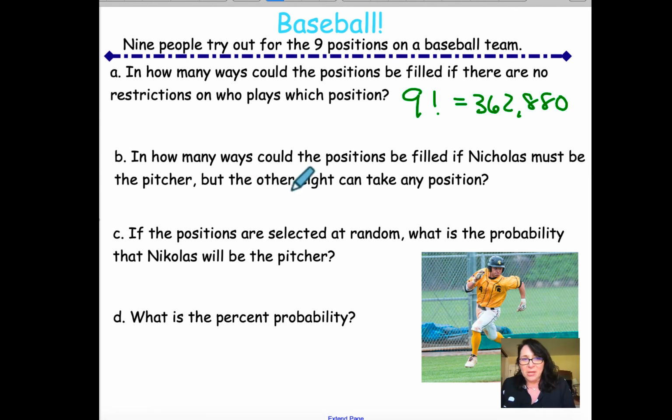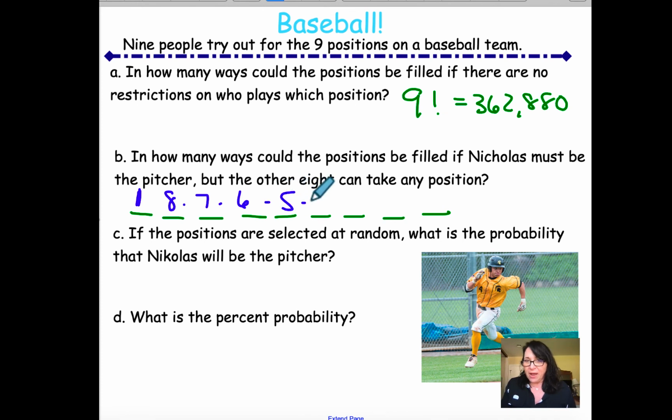So in how many ways could the positions be filled if Nicholas, who's playing baseball, must be the pitcher? We have 9 kids altogether: 1, 2, 3, 4, 5, 6, 7, 8, 9. Nicholas has to be the pitcher, so there's only 1 option for that position. But for the rest of the kids, we've already used 1 kid out of the 9, so now I only have 8 left. So it's 8, then 7, then 6, then 5, then 4, then 3, then 2, and then 1.